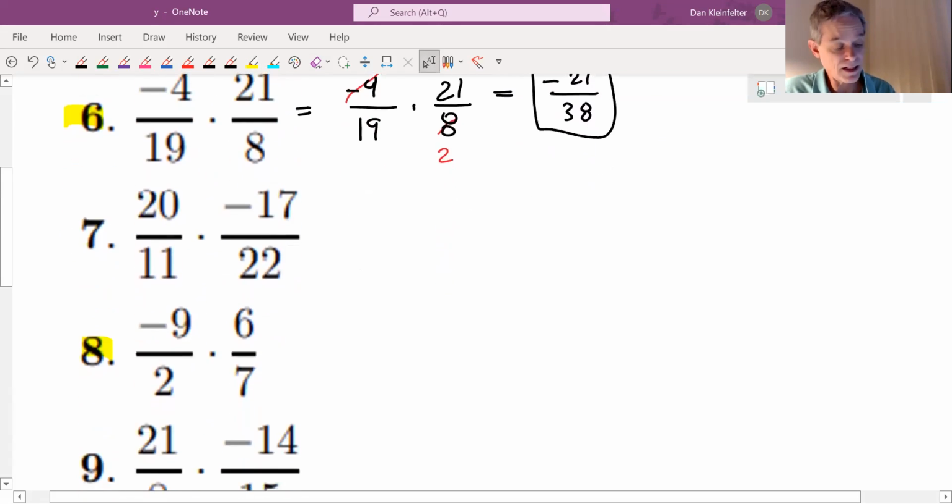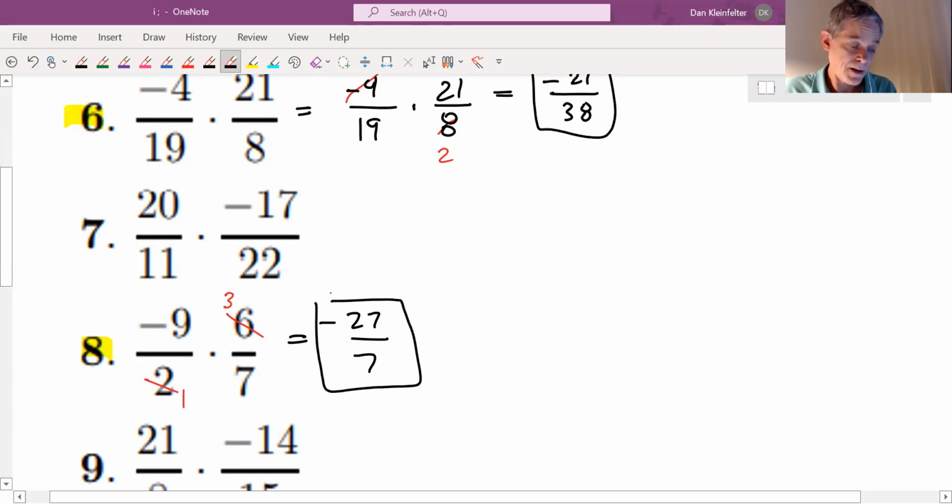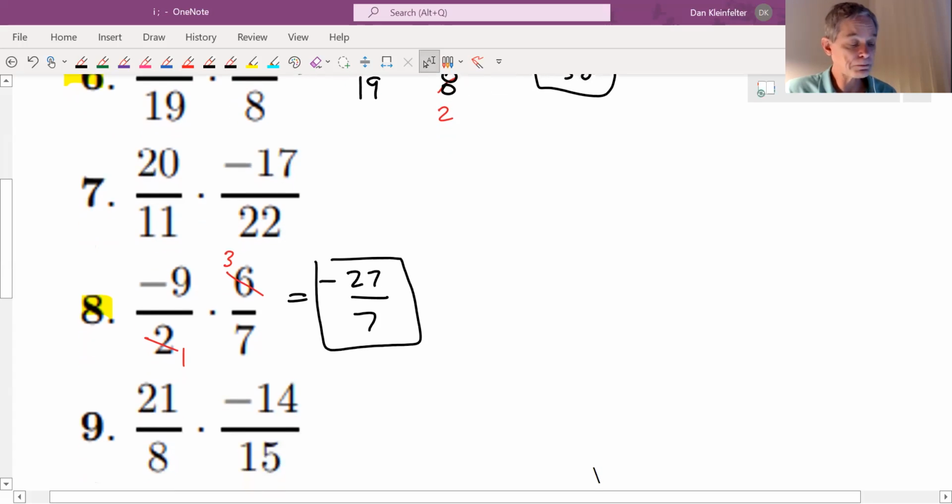All right, let's have a look at number 8 next. Number 8 looks relatively small. It looks like there's only a common factor of 2 in this one, so we'll divide that out. 6 divided by 2 is 3, and 2 divided by 2 is 1. Then multiplying across, we'll have negative 27 sevenths. All right, and that's it.